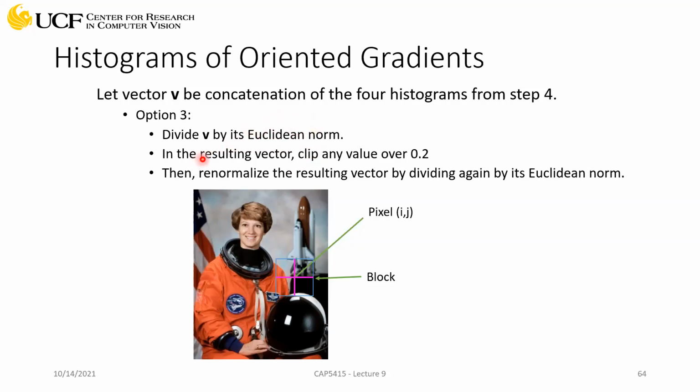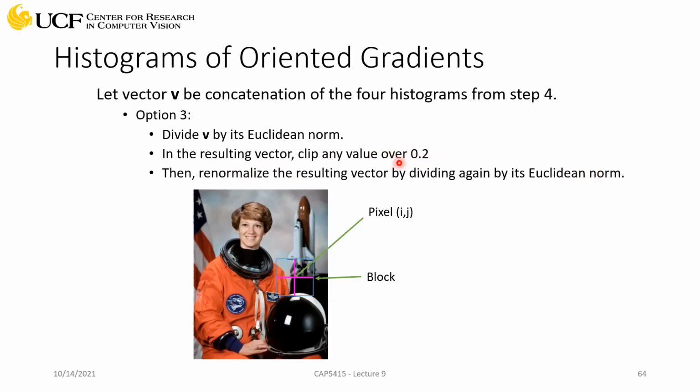All right. Then what we do is we try to cap the upper limit of the intensity. For example, if we set a threshold of 0.2, all the values which are over 0.2, we'll just make them 0.2. Right, and then we again renormalize. We again divide it by the Euclidean norm.